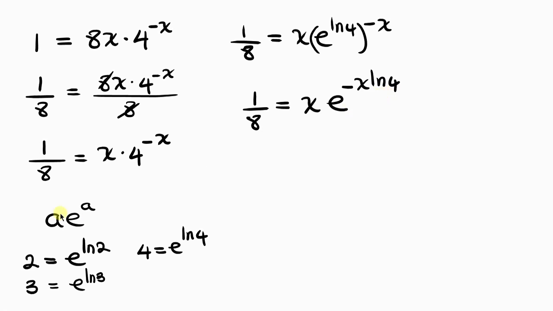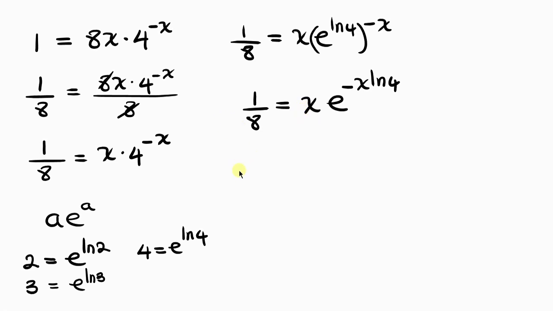Now, like I said, I want to achieve something like this, whereby this value here and the exponents are the same. And for what I have here, they are not yet the same, because I have x here, but I have negative x times ln 4. So in order to make this the same as this, it means I'll be multiplying what I have here by negative ln 4. And I'll be doing that to both sides in order to balance both sides of the equation.